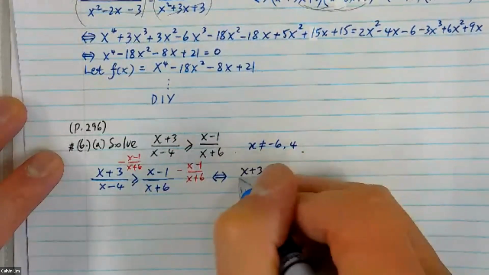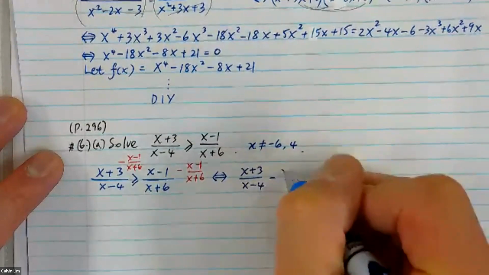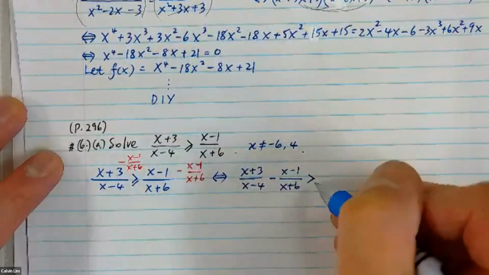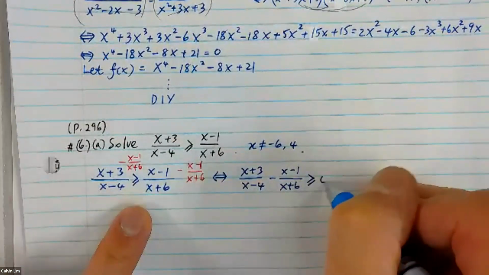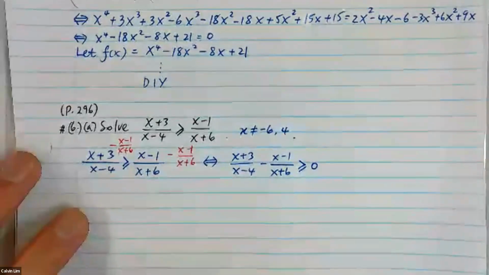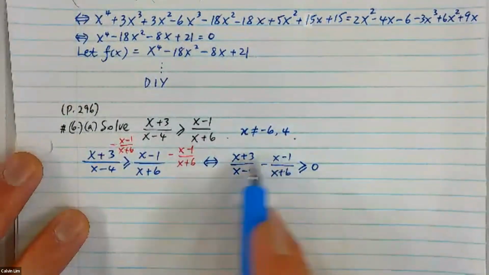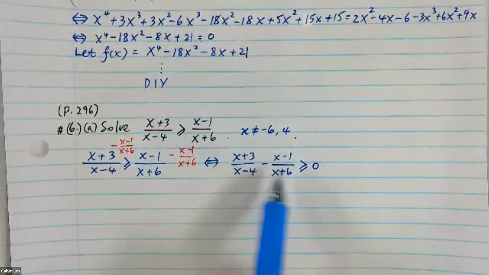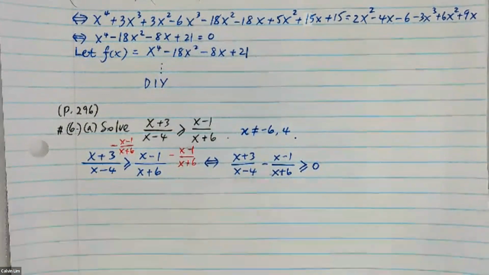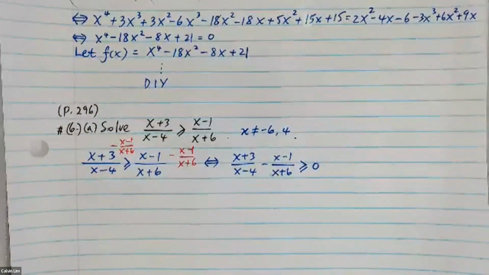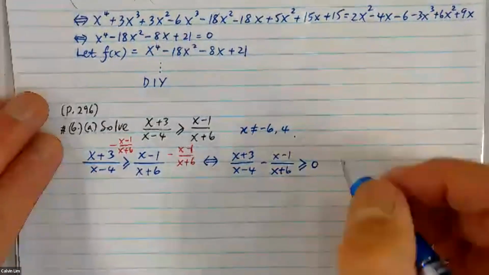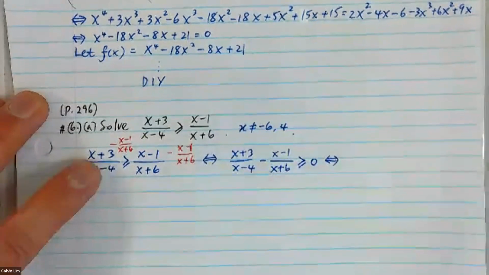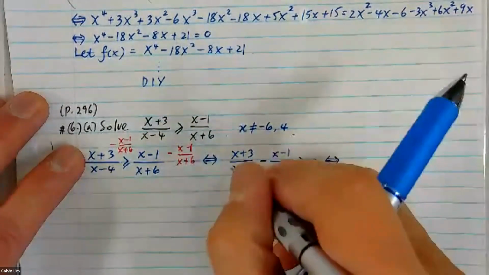So (x + 3)/(x - 4) - (x - 1)/(x + 6) is greater than or equal to 0. The left side is a rational expression with two terms, so you have to make sure it becomes a single rational expression before you do anything else. So I just consolidate these two fractions.